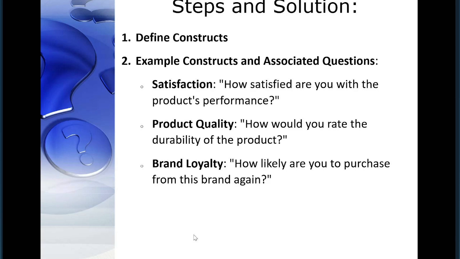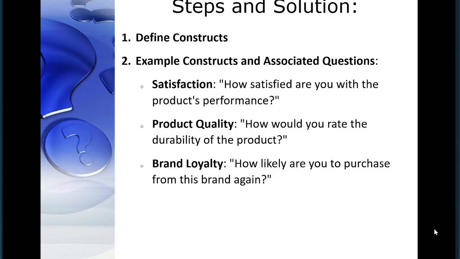Like for the first construct, satisfaction, the question could be, how satisfied are you with the product's performance? Then a product quality related question, how would you rate the durability of the product? To assess brand loyalty, you may ask, how likely are you to purchase from this brand again? What we are trying to say here is each construct helps to measure different aspects of consumer satisfaction, offering a multidimensional view.